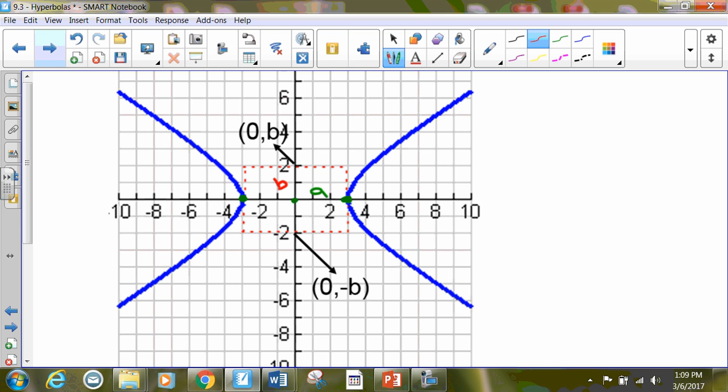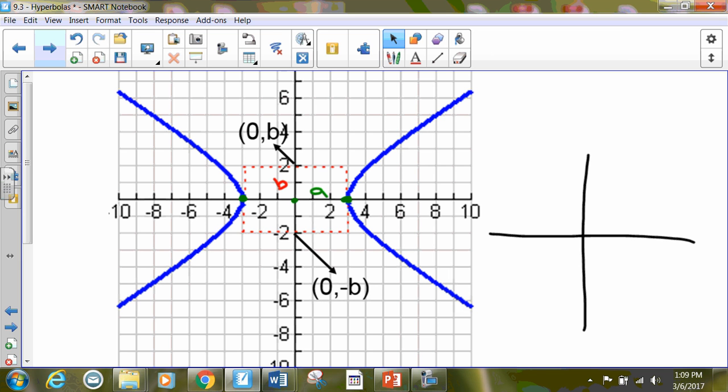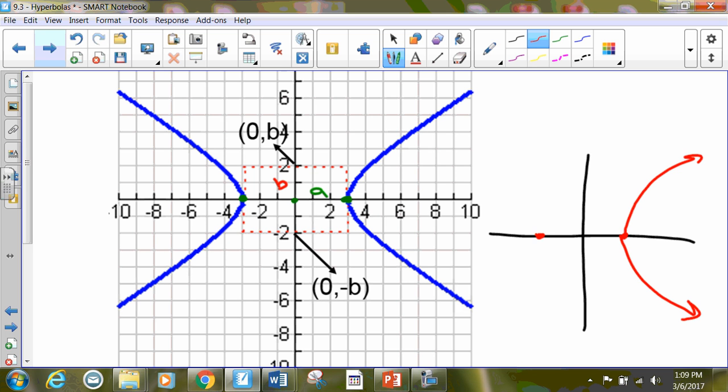All right. As far as why do we need a box? Well, if you can imagine that we only knew the 2 vertices, and we were asked to draw the hyperbola, how would we know whether to make it a wide hyperbola, right, or a skinny hyperbola? So we have to have this box.